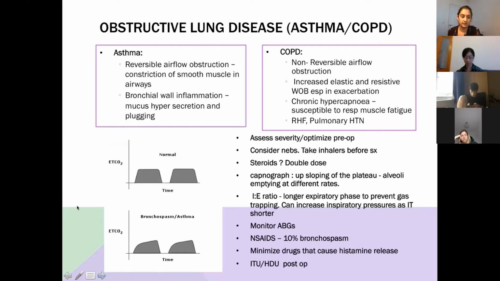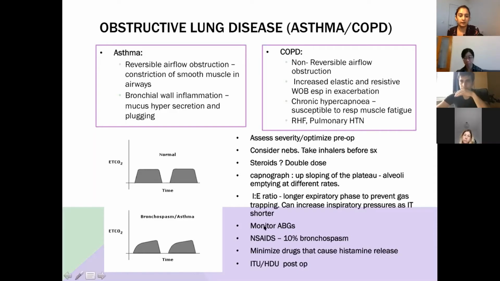So obstructive lung diseases, I'm not going to go over the pathophysiology of asthma or COPD because you already know that. I've just included it in this presentation for completeness. But again, it's very similar to respiratory infections in that assessing the severity and optimizing the patient pre-op is important. Consider nebulizers, and if the patient takes inhalers, giving them some puffs before taking them down can cause bronchodilation and help with the oxygenation of that patient. Always got to think about steroids. If the patient's on steroids, they need to be doubled, and there have been some new guidelines that came out earlier this year, so it's pretty useful to read over that.